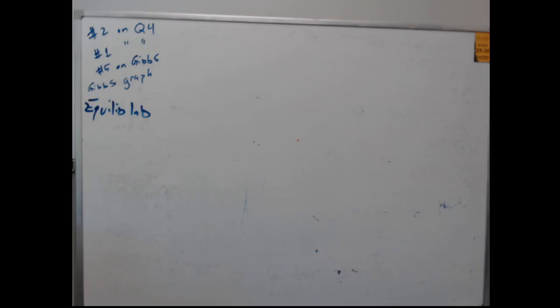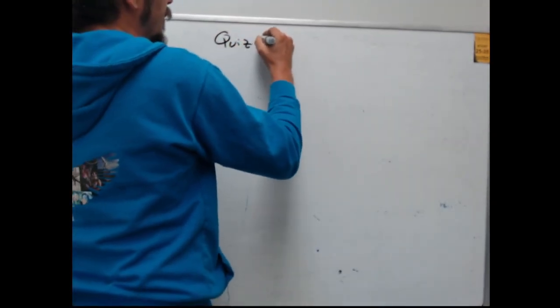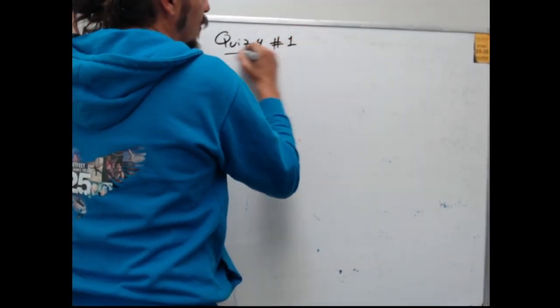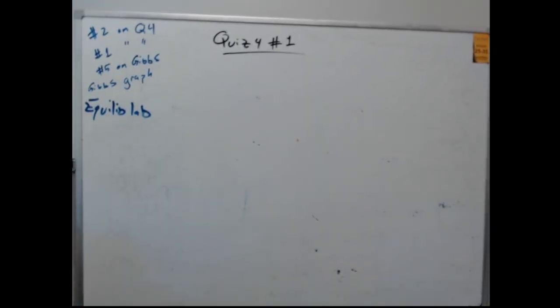Number 1 is one of our oldie but goodies that keeps coming back to haunt us. It's how much ice melts. So this one, if we're looking at quiz 4, number 1, and I'm just going to pull these numbers real quick. Oh, if I could read.